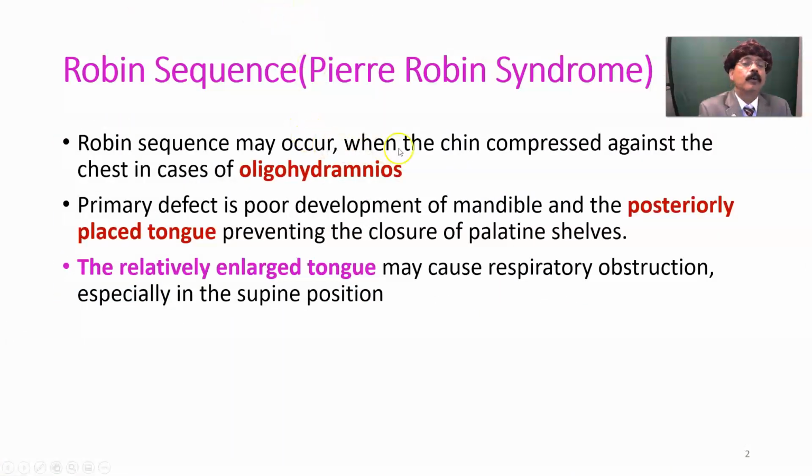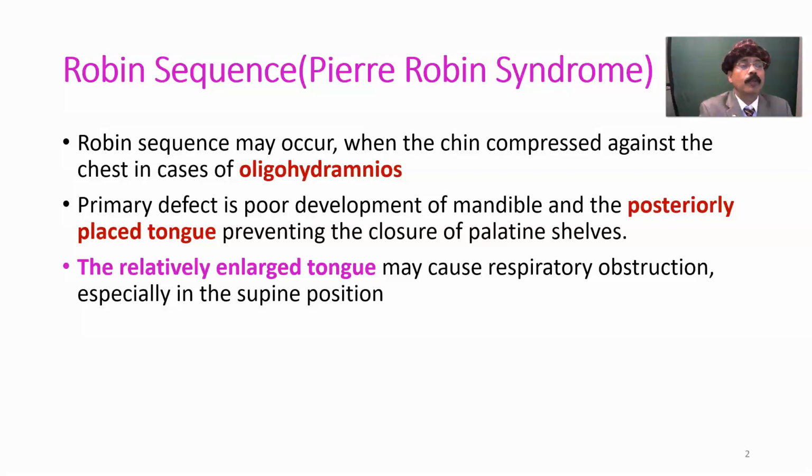Robin sequence may occur when the chin is compressed against the chest in case of oligohydramnios. Oligohydramnios is a condition when the amount of amniotic fluid is less. So the baby is very much flexed, the neck is flexed, the chin is touching the chest, and the tongue will be in between the vertical palatine shelves.